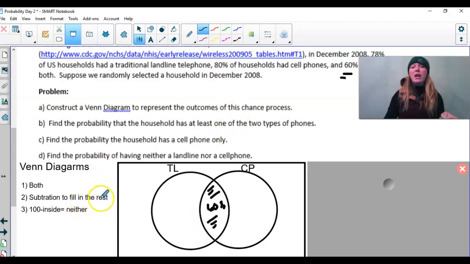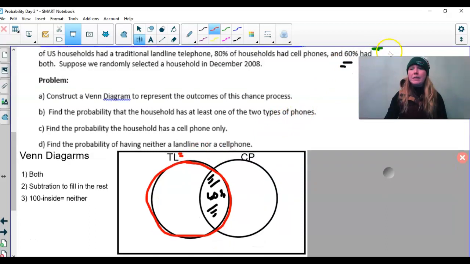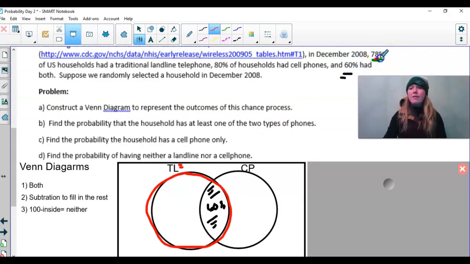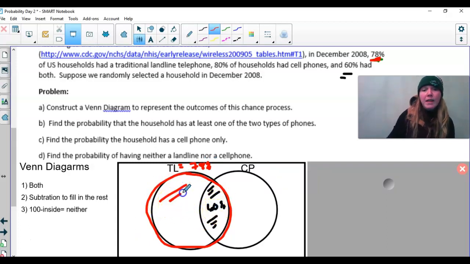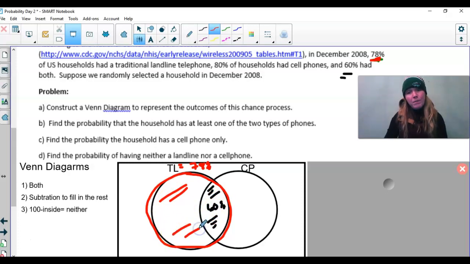Next, use subtraction to fill in the rest. Well, what do I mean by that? I know that this circle right here, and forgive me, it's not perfect because I'm using my mouse, equals the people who own a traditional landline. And we know that 78% of them own a traditional landline. So this circle has to represent 78%, but 60% is already in the circle. That's the people who own both, but we also have people that only own the traditional landline. So we have 78 minus 60, and that's going to give us 18%.